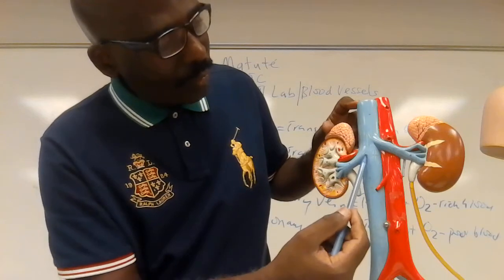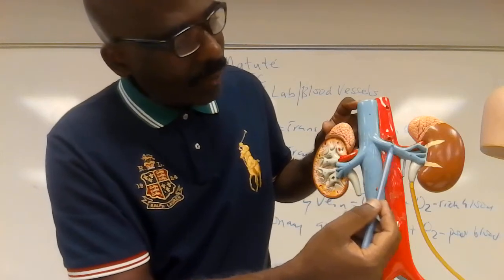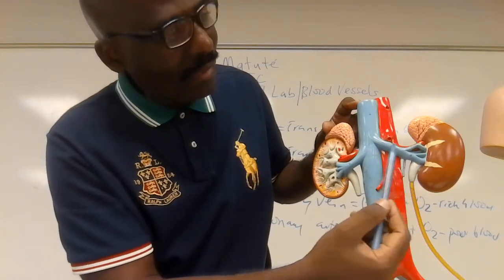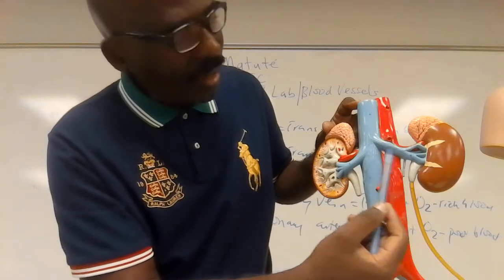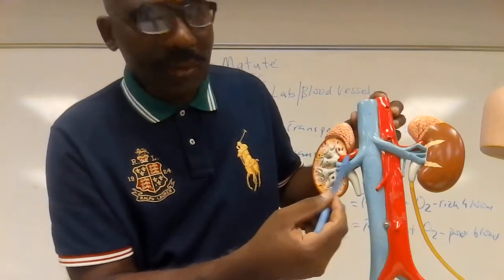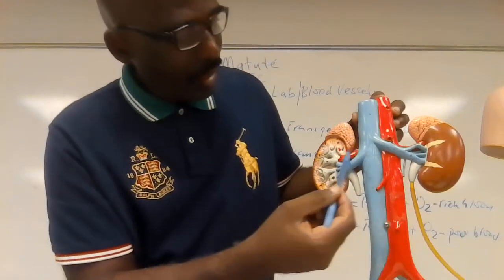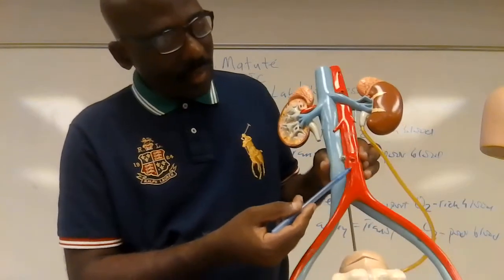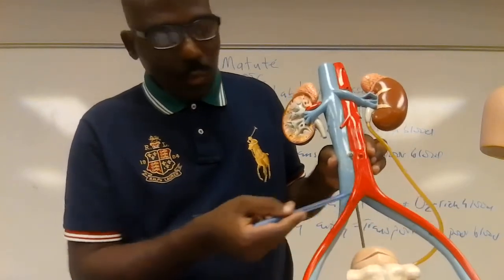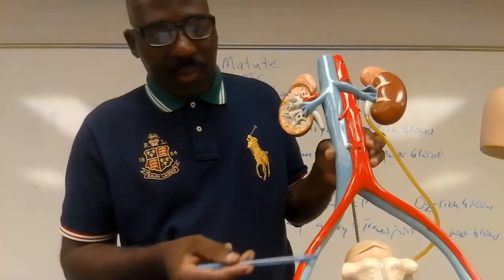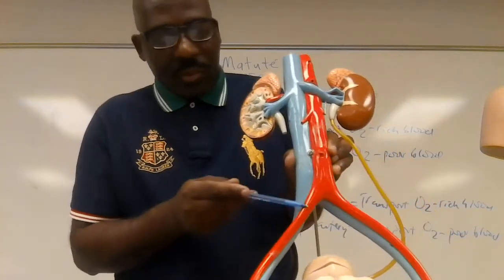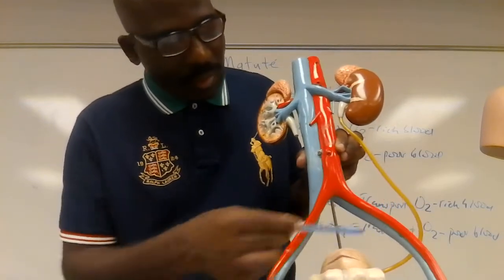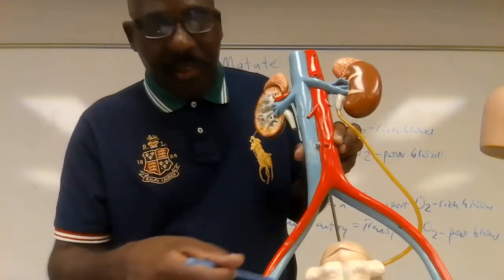this offshoot from the inferior vena cava that branches into the kidney, this is called the renal vein. Renal vein, renal artery. Then down here, the descending aorta splits into two, and each of these is the iliac artery. So this is the right iliac artery, this is the left iliac artery. Left iliac vein, right iliac vein.